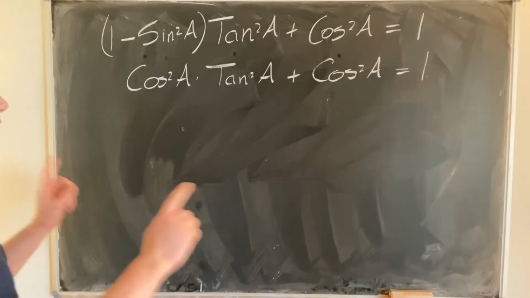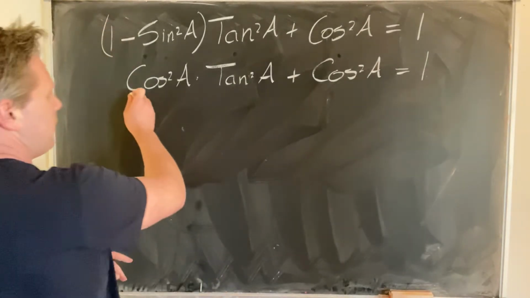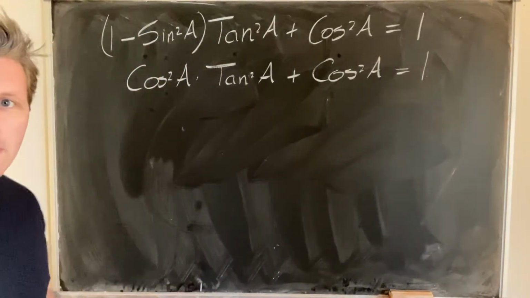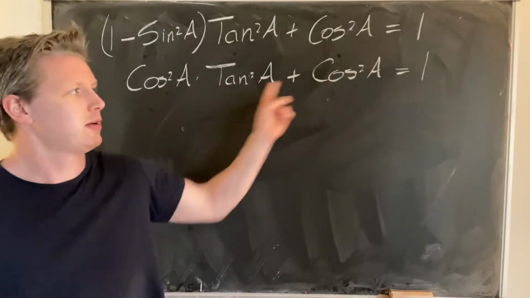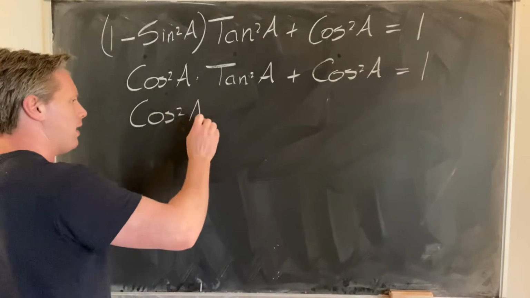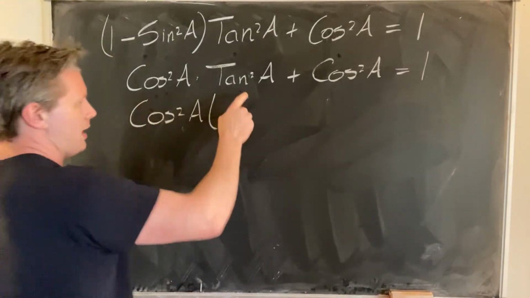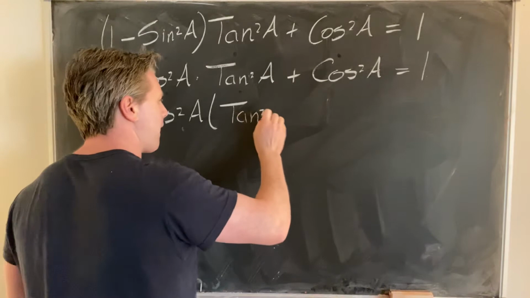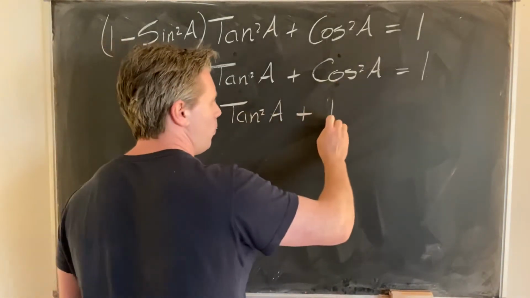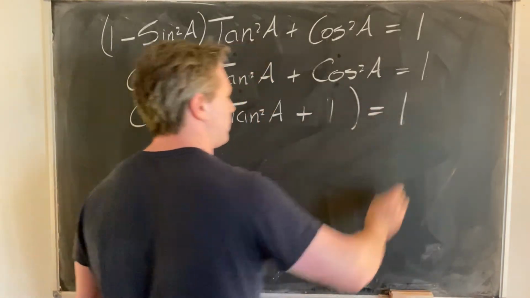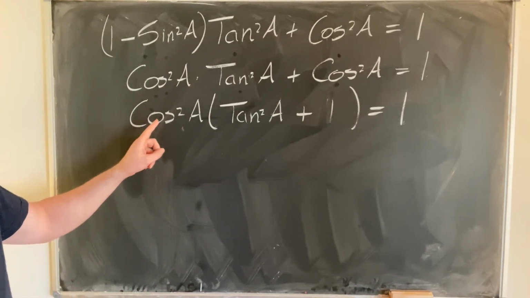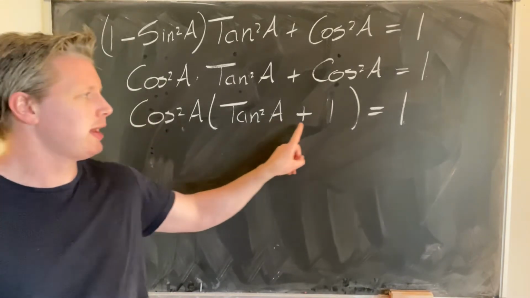All right, well, on the left-hand side, in this term, I have a cosine squared A, and in this term, I have a cosine squared A. So I'm going to factor that out. I'm going to factor out cosine squared A from both terms. So that gives me cosine squared A on tan squared A plus, if I factor out cosine squared A out of this, I'm left with 1. That's equal to 1.